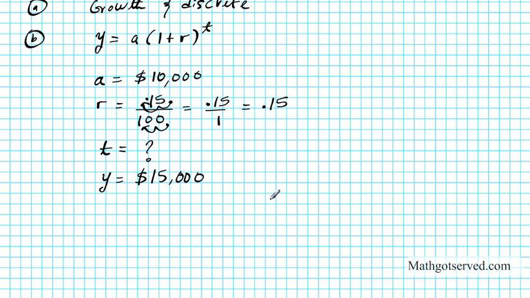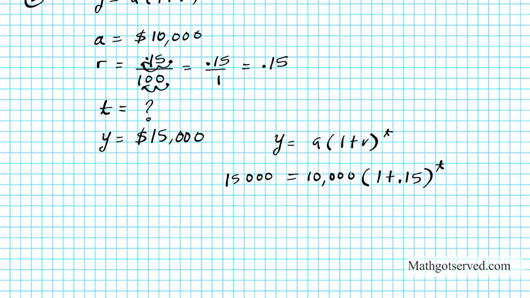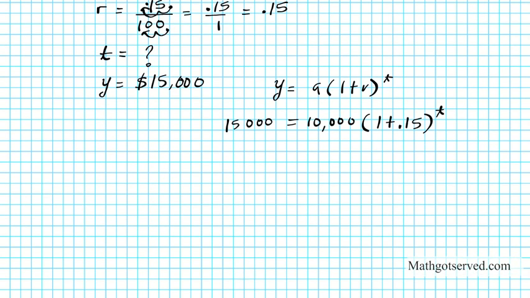So let me rewrite the formula here so we don't get confused. The formula is y equals a times 1 plus r to the t. So y is 15,000, so we have 15,000 equals, the initial amount is 10,000, times 1 plus r, which is 0.15. t is the amount of time which we do not know, so it remains a variable t. Okay? The goal here is to isolate this exponent t. So first of all, divide by 10,000 to get rid of this coefficient, so divide both sides by 10,000.